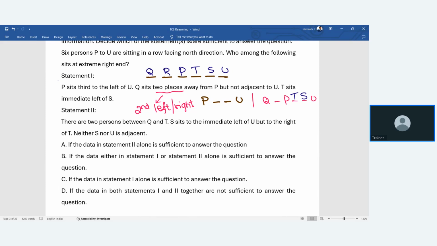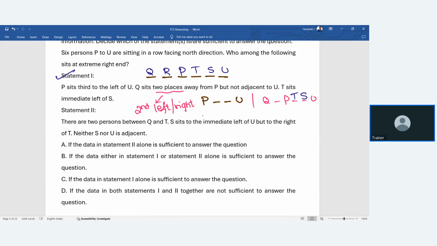I am able to decide using statement 1 alone. Statement 1 alone, I can decide who is at the right end. But don't stop the question with 1 alone. We have to try 2 alone as well, because there is an option B, either 1 or 2. Either statement 1 alone or statement 2 alone we can answer. There is an option B, so we have to keep trying.